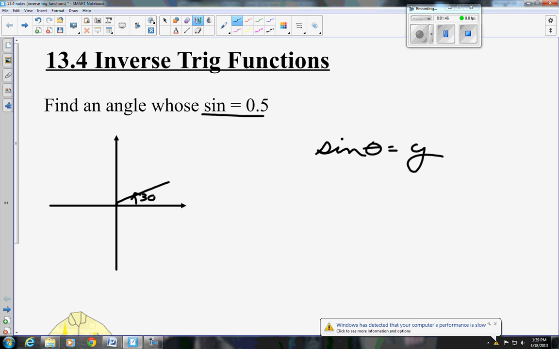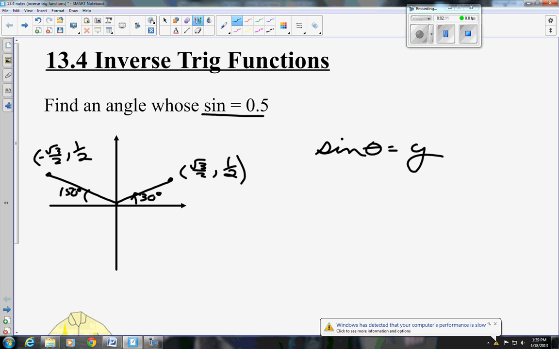There's another one. Look in the second quadrant. Those are going to be negative. 150. Yes, look in the second quadrant. 150 degrees, because you get negative root 3 over 2.